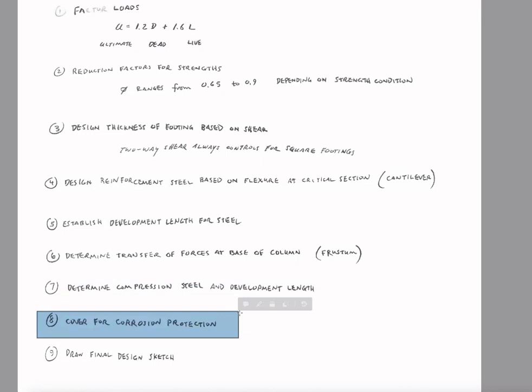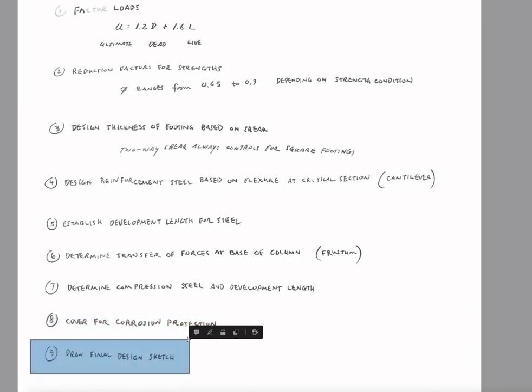That just means you have a 3-inch cover everywhere. You have 3 inches of concrete to prevent the steel from going through any kind of corrosion and exposure to the atmosphere or elements. And then you will draw a final design sketch, and I'll share with you an example of that. So that is the full, detailed list of what approach we will be utilizing here.